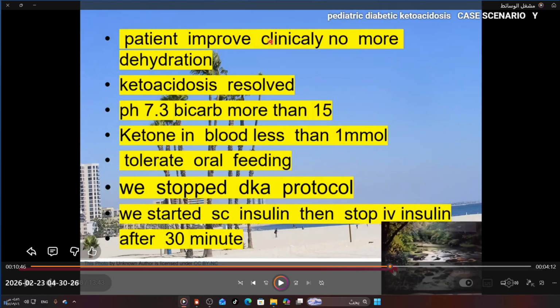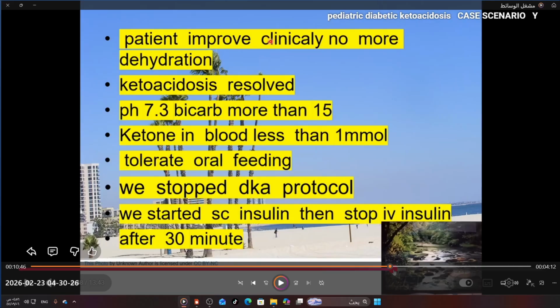Yes. So the aim of insulin is not to correct only glucose. The aim of insulin is to correct acidosis and ketosis. Exactly. The insulin is there to drive down the glucose, but more importantly, to correct the acidosis and clear the ketones. So once the acidosis improves, you can adjust the insulin accordingly.